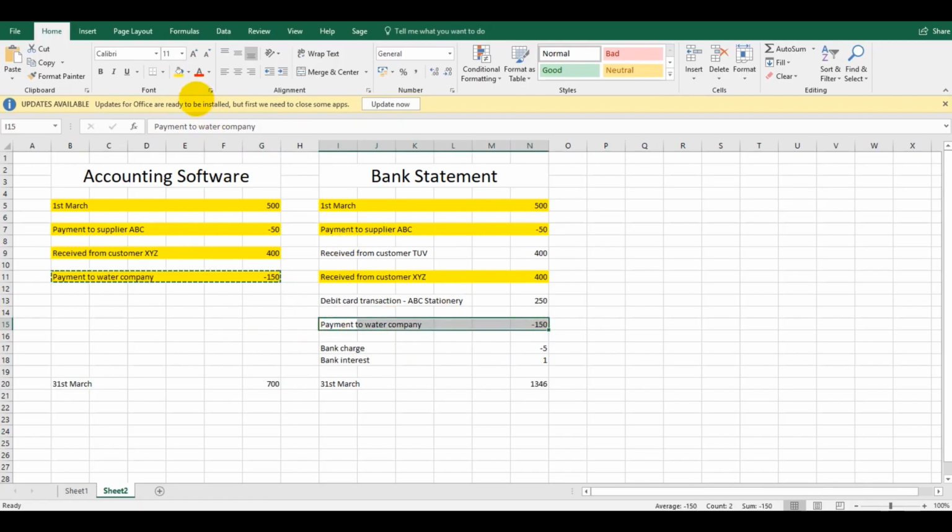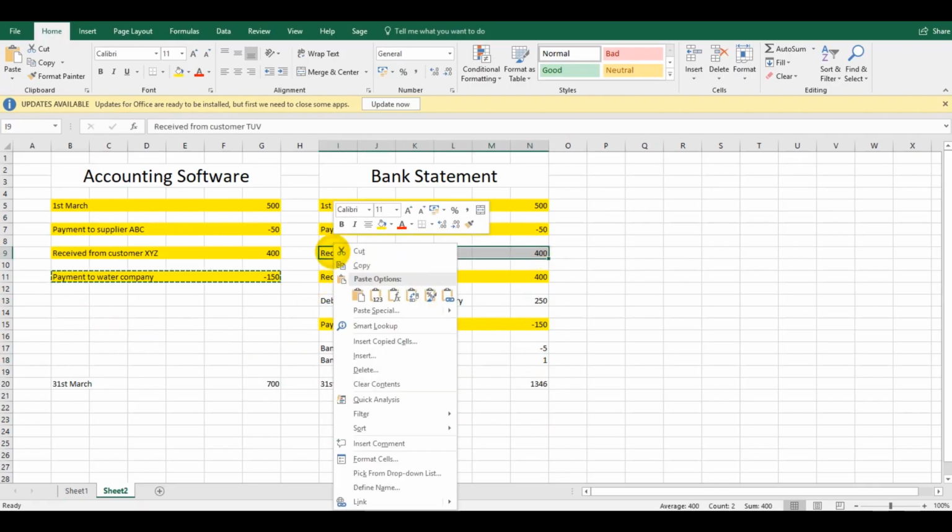This is showing here. Now the transactions that are not highlighted are the transactions that are missing on the accounting software, such as this money received from customer TUV, £400, a debit card transaction, ABC Stationery, £250, a bank charge, minus £5, and bank interest received, £1. So these 4 transactions will need entering onto the accounting software.